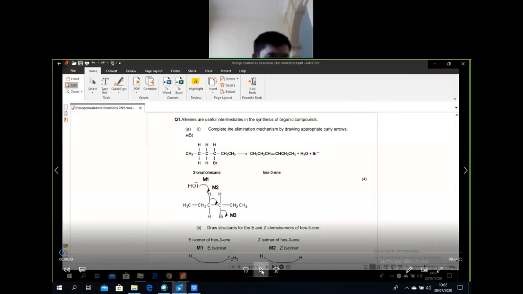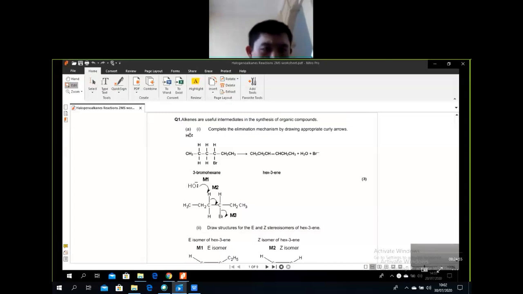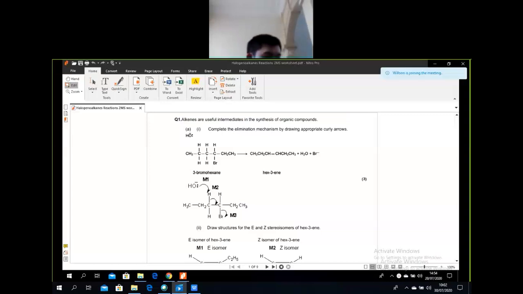Hello students, right now we are going to discuss the questions, the second question about halogenoalkanes. This is about the chemical properties of halogenoalkanes. There are 9 pages on this worksheet. Number one, alkenes are useful intermediates in the synthesis of organic compounds.